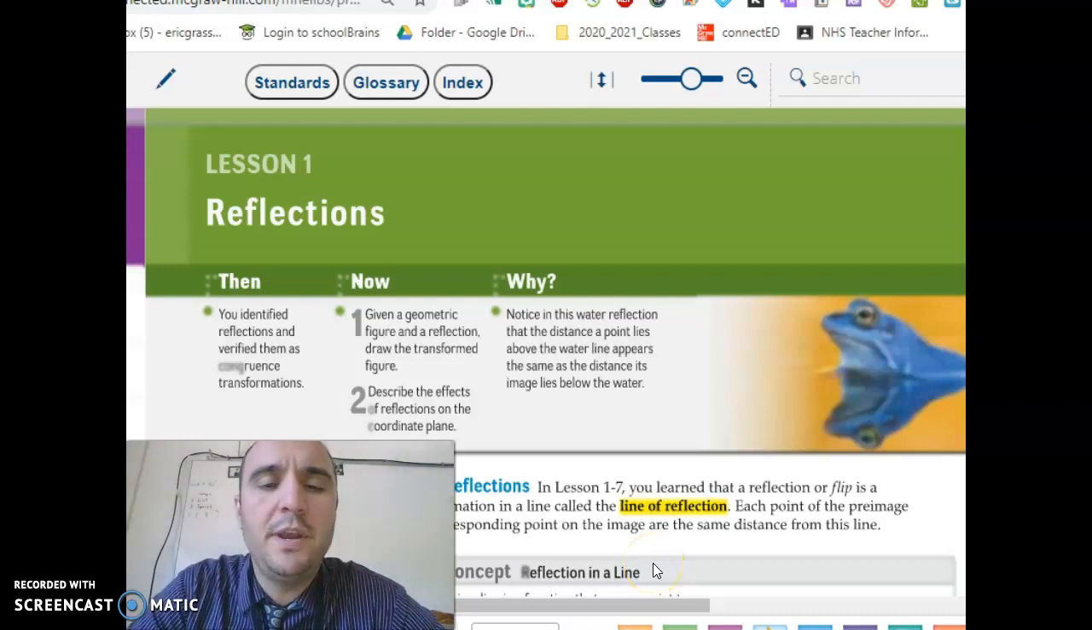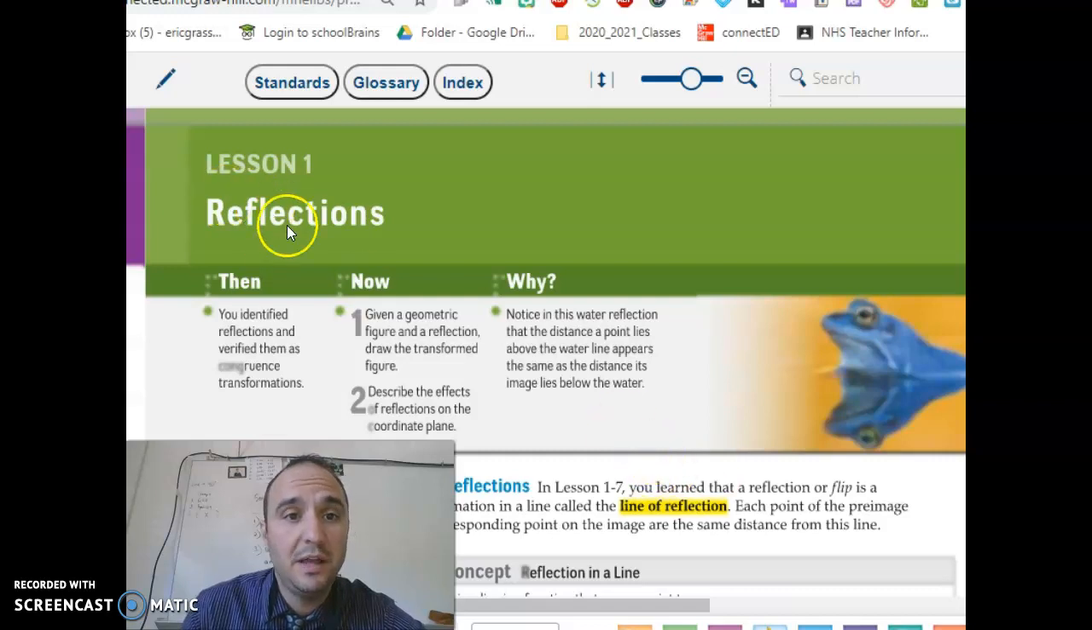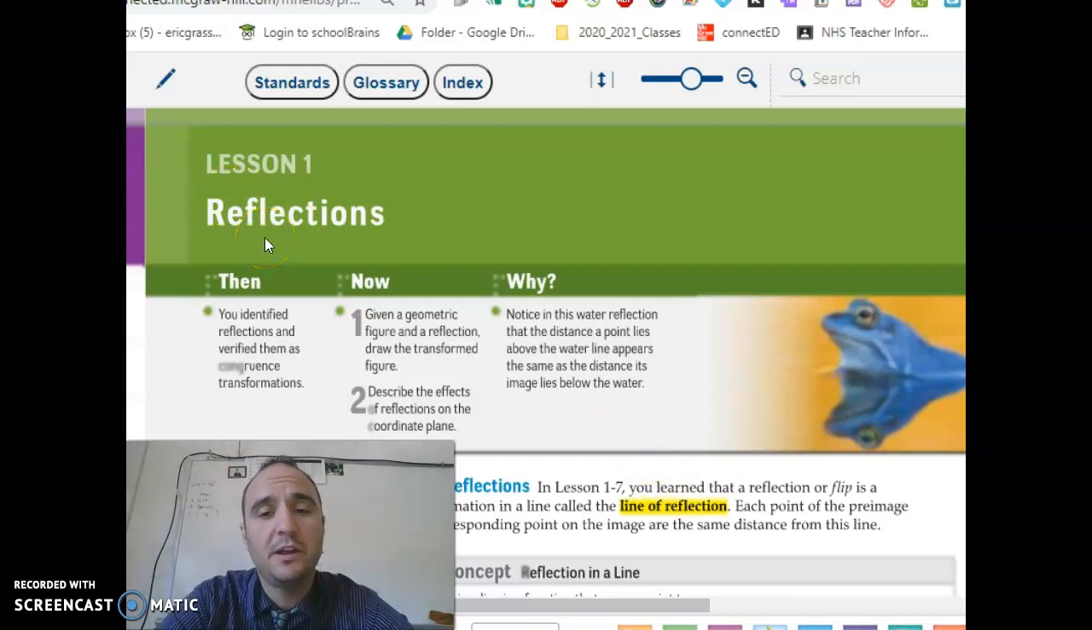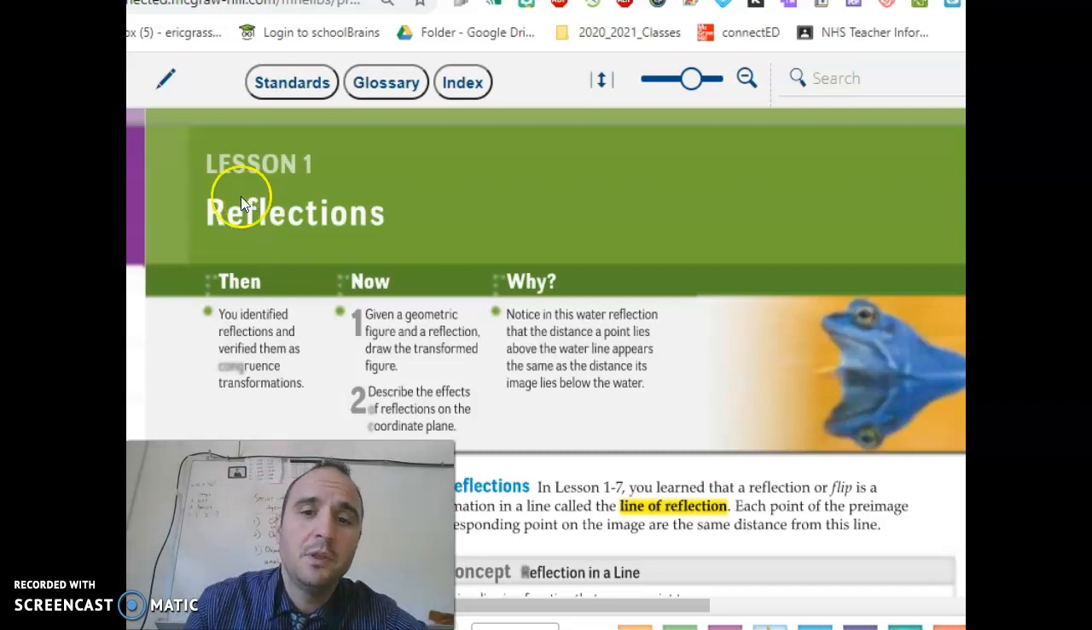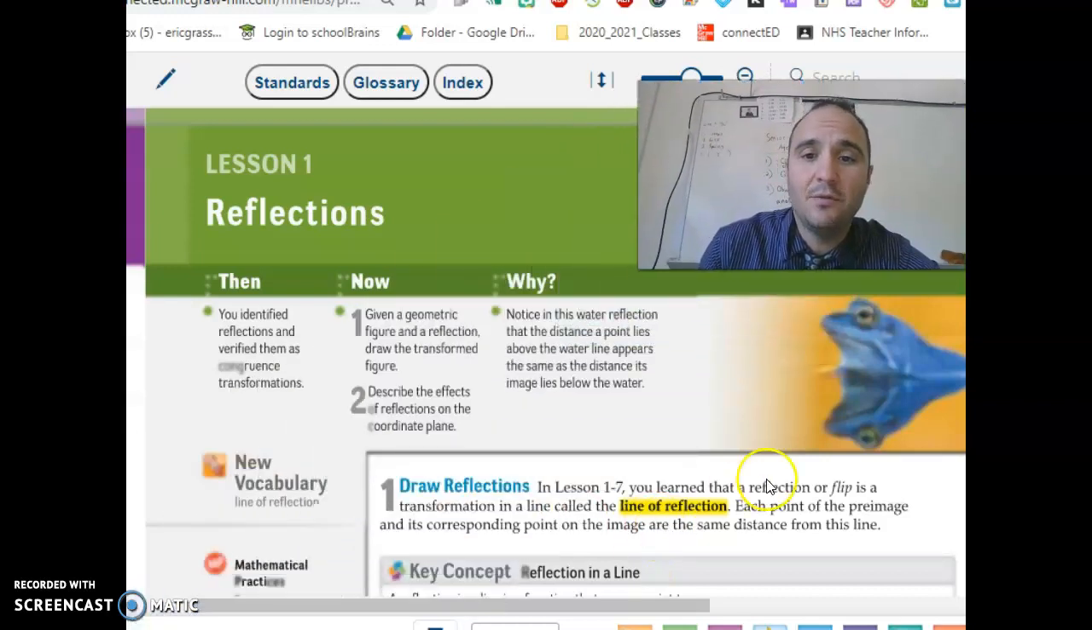Hi, we're going to go over the next section, which involves chapter 3. So the first lesson is all about reflections, which is a transformation. So the transformations we're going to go over are reflections, translations, and rotations. The first vocabulary word is going to be line of reflection.